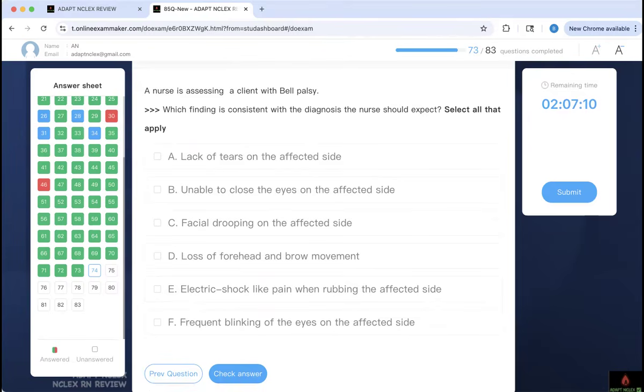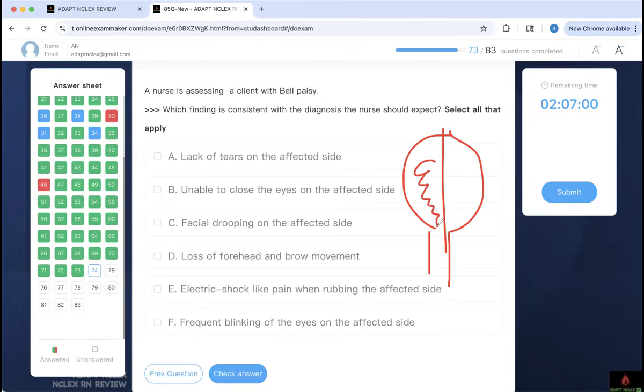What do you think? I want you to pick your answer and let me know. But this is the lady with the Bell palsy. One face is paralyzed. What are you going to pick? Lack of tears. It controls lacrimation. So 1. You're not going to be able to close your eyes. It is responsible for your eye closure.